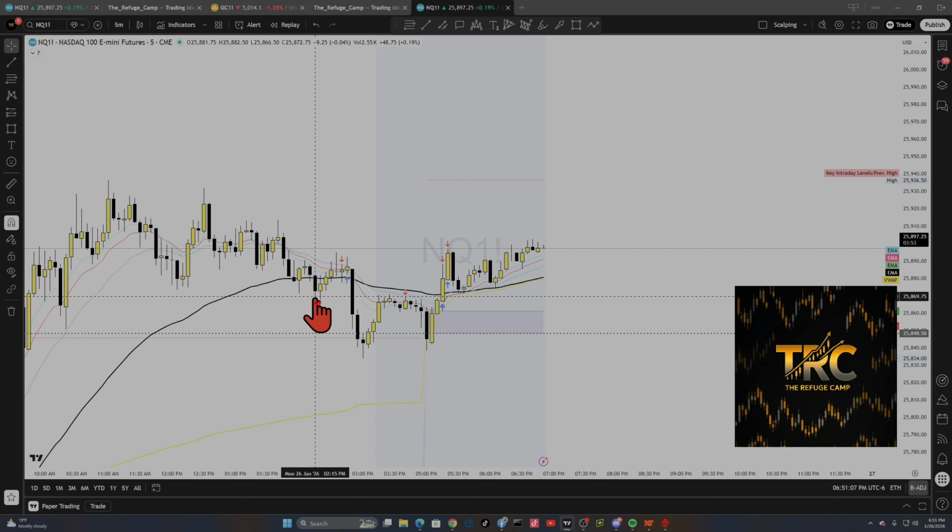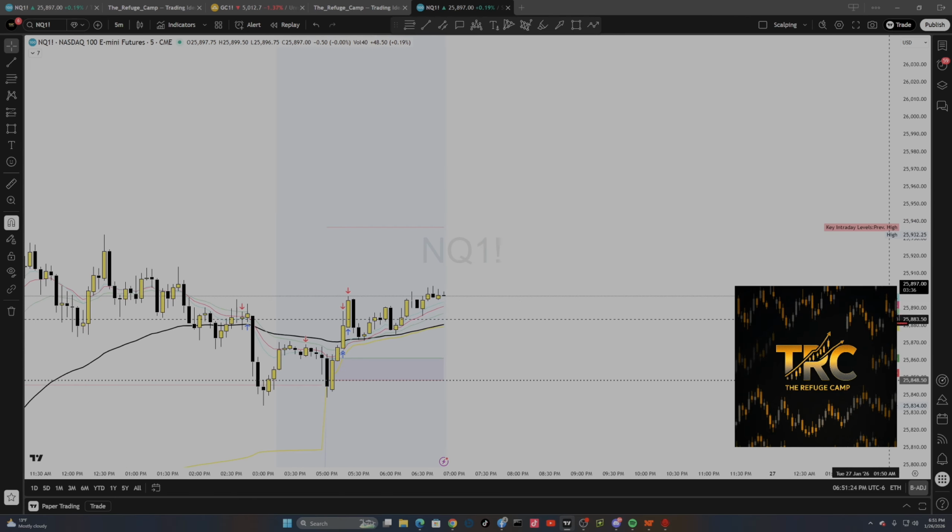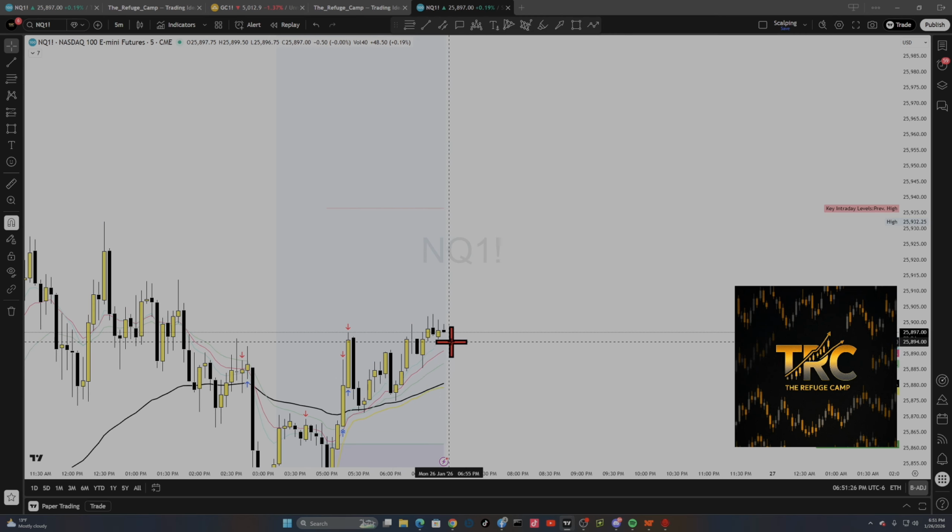What I like to avoid are the long wicks on both sides of the candle, or alternating red, green, red, green, red, green. Those are what you want to avoid. And you also want to avoid EMAs that are flat. These are not flat, these are pushing up.